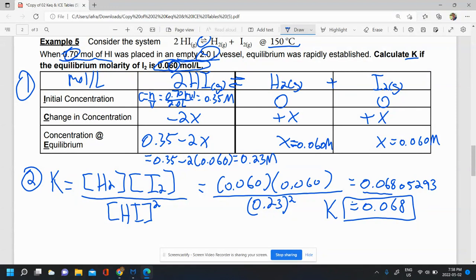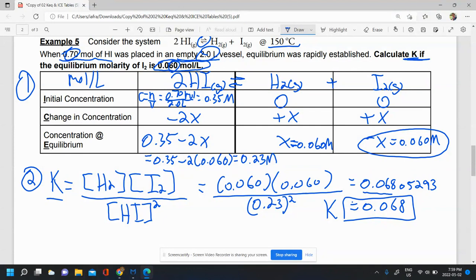So what we just did here was we set up an ICE table in order to find the equilibrium constant. To do that, we have to be given some information, such as one of the equilibrium concentrations, and then from there we can figure out all the rest. So we're given this x value over here. In the next video, we're going to see a similar situation where we're not given the x value. Instead, we're going to be given the K value, unlike here. Here we have to find the K value, and we're going to have to find the x value.